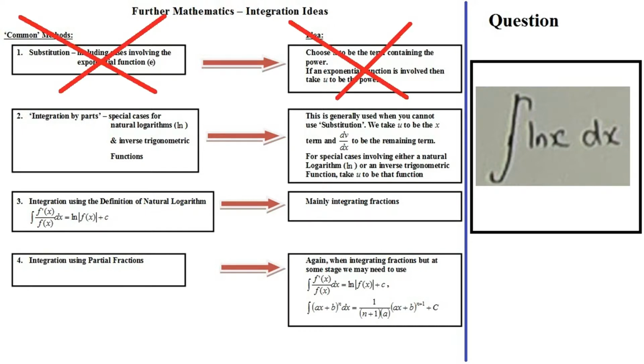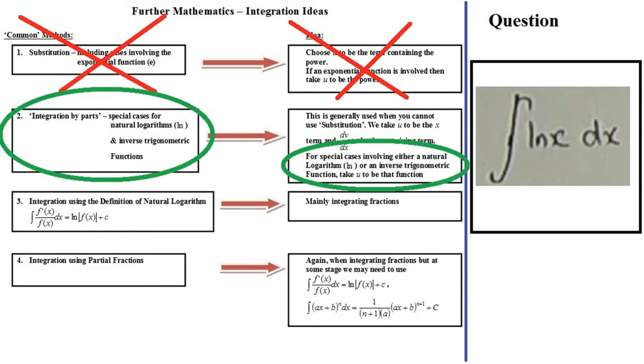Substitution is not going to work for ln, okay? So it's not going to work for ln x only. So it's going to be method 2. Method 2, we're going to try integration by parts. And remember the special case, if you're integrating a term involving ln or an inverse trig function, take u to be that term. So our term involves ln x. Let me take u to be ln x. dv over dx then will be the remaining term. Okay, so back to the paper and pen.